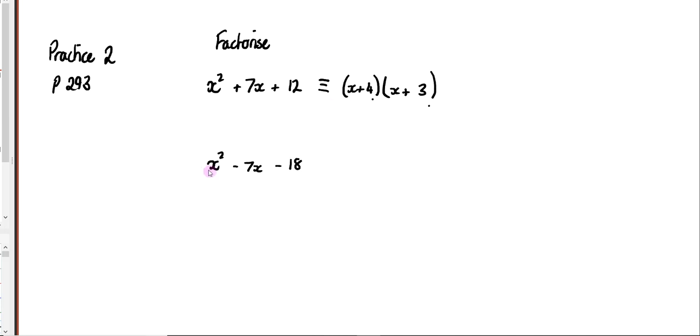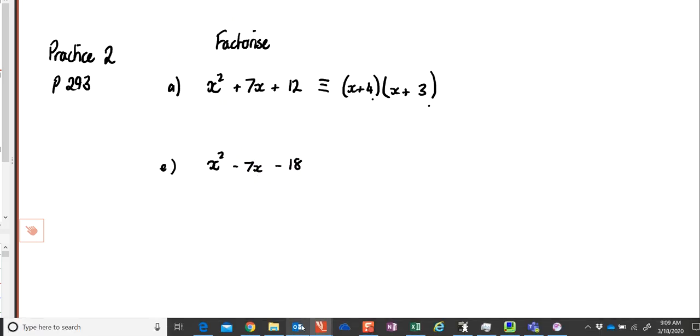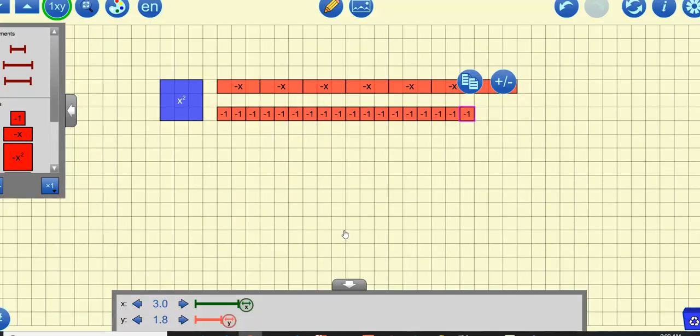Okay, so another one I want to have a look at. So this would be E on this practice 2. So this was A. So again, let's go through this with our algebra tiles. Now, if we were going to do it before, we would try and find two numbers that multiply to make negative 18. They add together to make negative 7. So if you've got full understanding, carry on. But let's have a look at our algebra tiles.